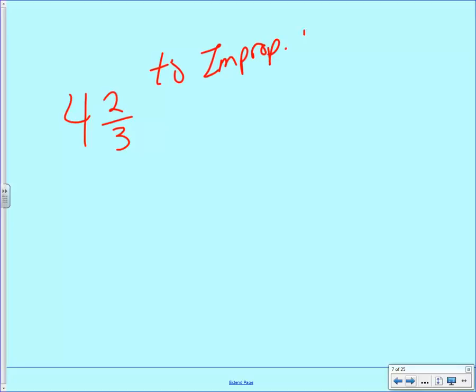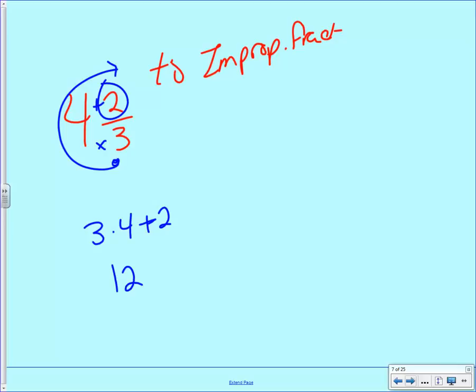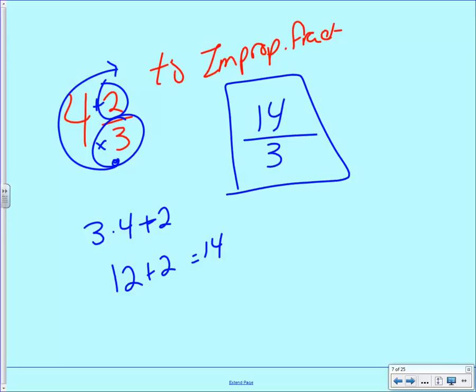Okay. The next problem is to change it from a mixed number to an improper fraction. Remember, this method is a backwards C format. So we would take 3 times 4, and then you add that extra number up there, so plus 2. 3 times 4 is 12. 12 plus 2 gives me 14. So 14 is my top number. The bottom number stays the same. And so 14/3 is the mixed number 4 2/3 changed to an improper fraction. It's improper because the numerator is bigger than the denominator.